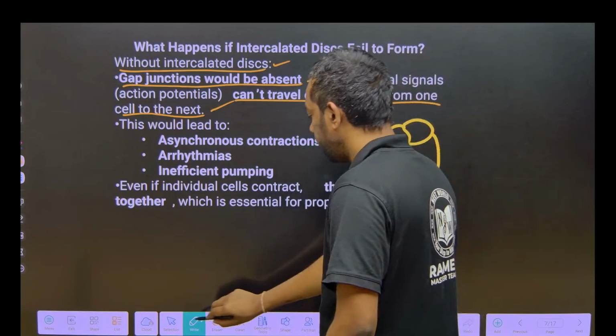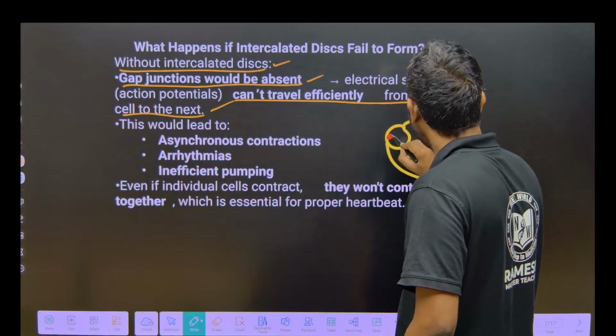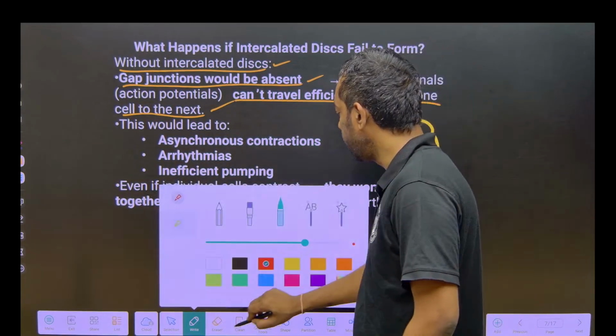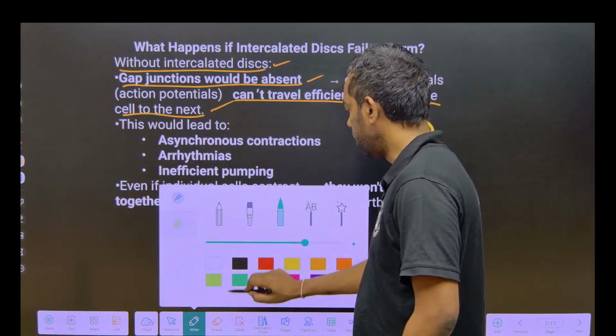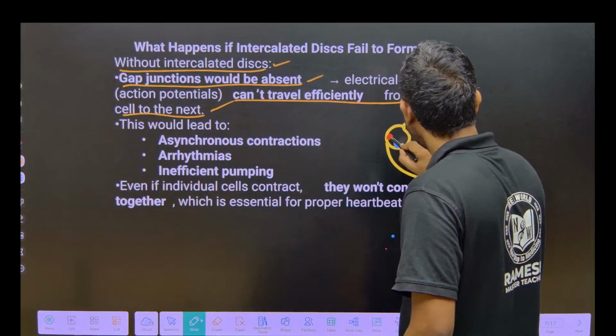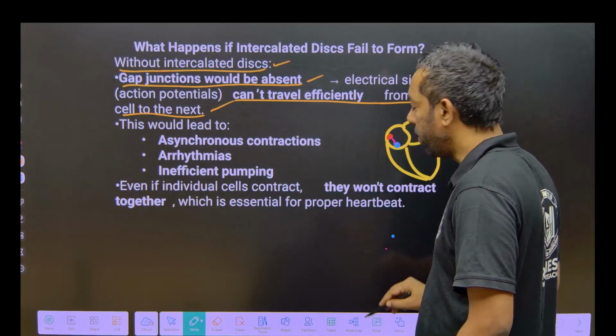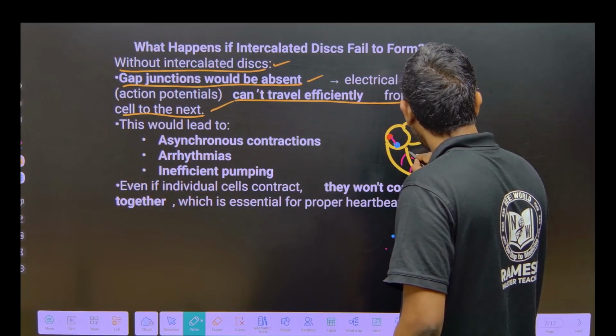This is the heart, guys. The SA node is where the signals start, and they reach the AV node. The signals pass from the SA node to the AV node, and finally they reach the walls of the ventricles.